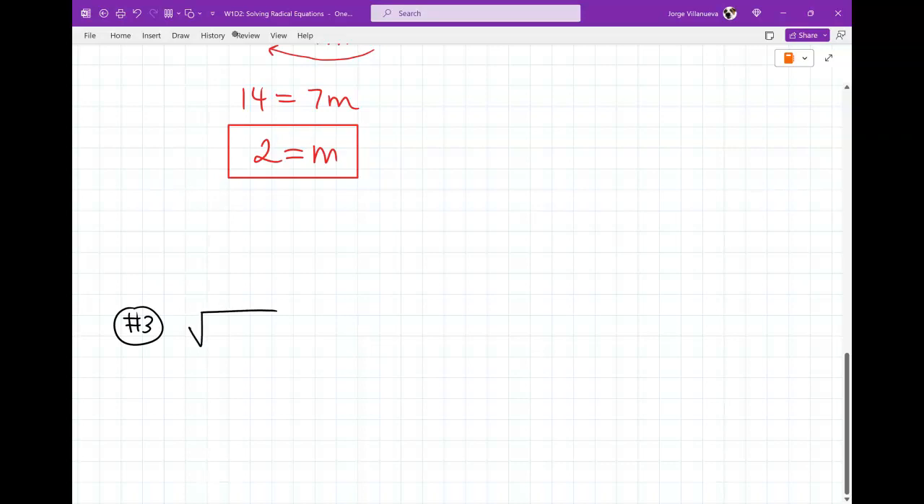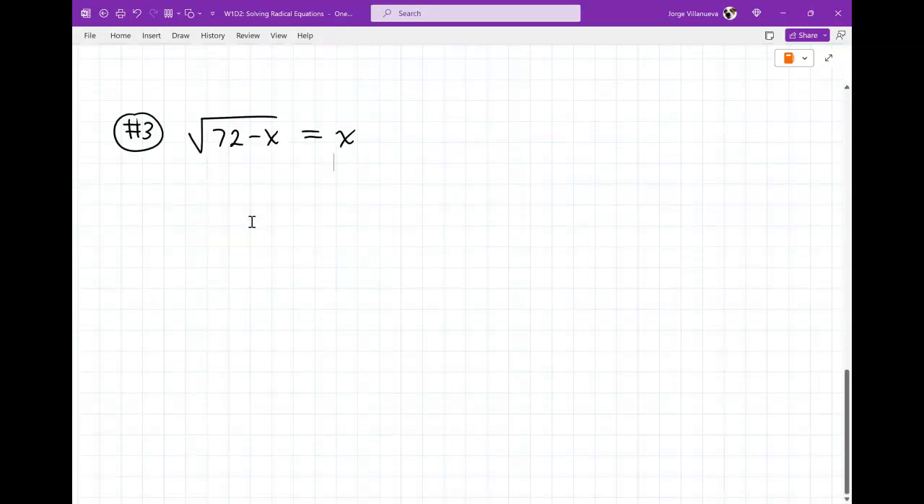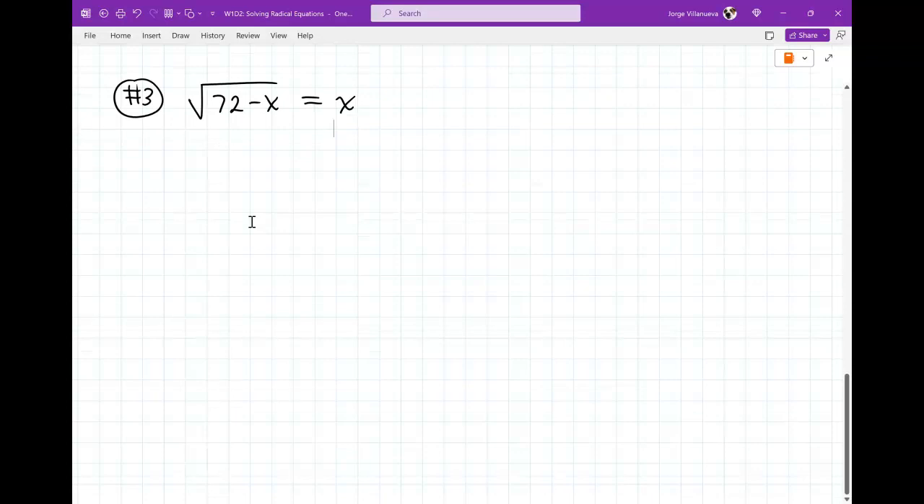So square root of 72 minus x equals x. The next one will usually have like an x minus 5 or something at the end. Those are usually the harder ones, okay? Just because they require a lot more work. But the work we know how to do. We know how to distribute. We know how to factor. So it's not like we don't know how to do the work. It's just more work, right? It's going through all those processes.